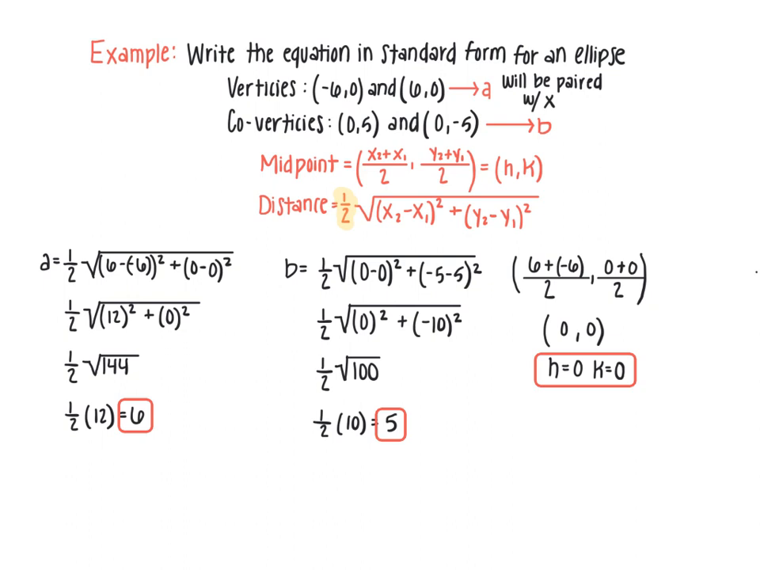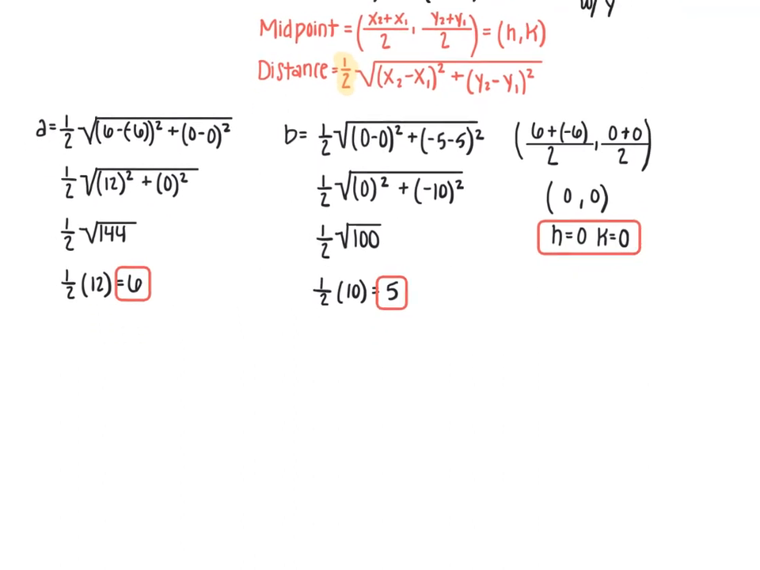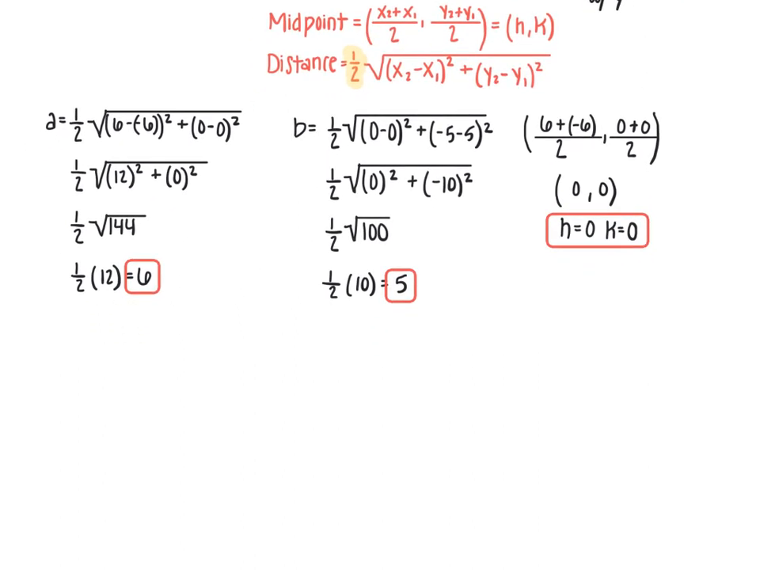I can make the same observation here if I look at my co-vertices points. If I look at the X values, they're the same, 0, 0. They didn't go anywhere. But if I look at my Y values, this one started at 5 and then it went to -5. So I know my co-vertices are moving in the Y direction, which means that B will be paired with Y. So now the last thing to do is take all the information that we just found and write out our standard form equation.